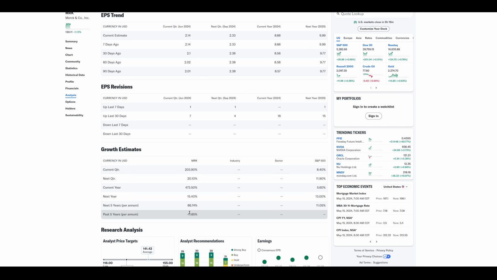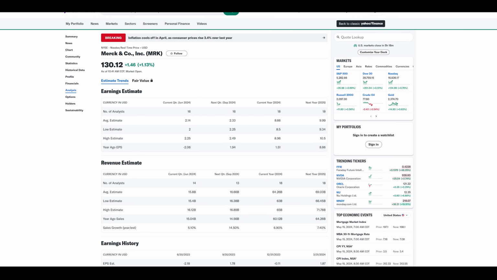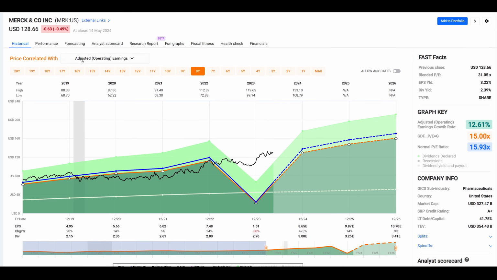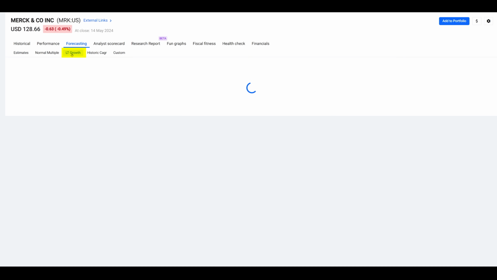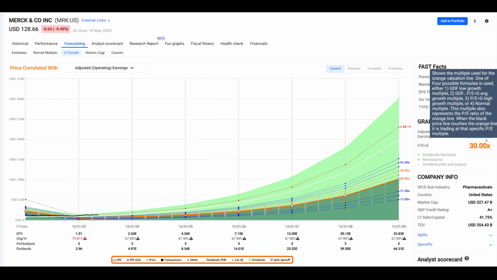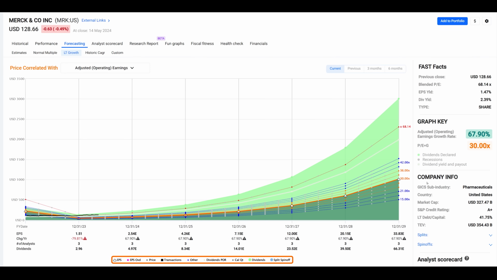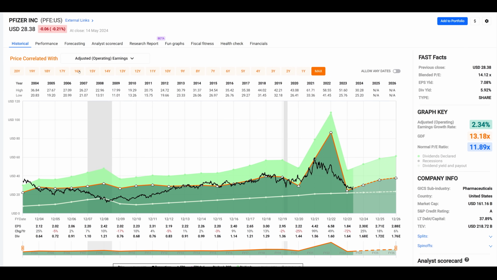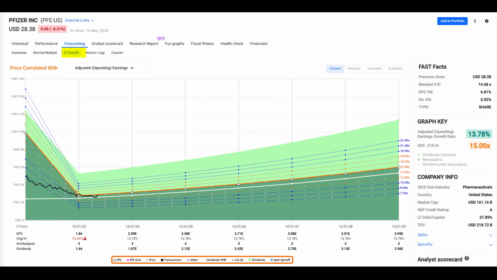But if I look at the next 5 years, you get a 66.74% growth rate for Merck and Company. If I go to FASTgraphs and go into forecasting and go into the long-term expected growth, I get that very similar number. And this is the game changer. I don't know what the analysts see here, why they expect such high growth coming out of Merck, where if I go back into Pfizer here and go into forecasting and look at long-term growth, they're only expecting 13.78%.